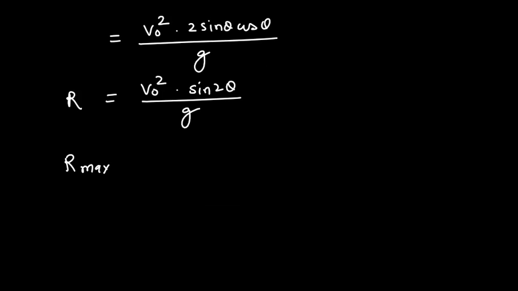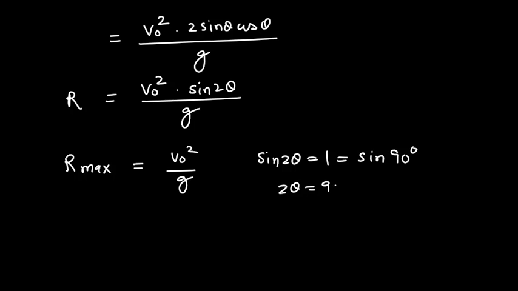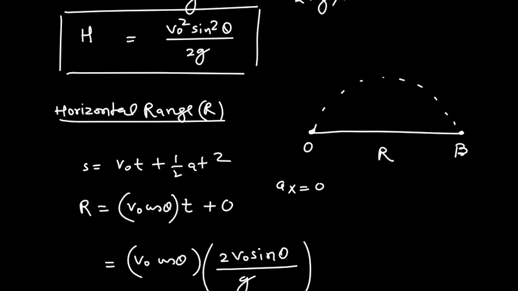Well, R max will be when this is equal to V naught square by g. That means sine 2 theta is equal to 1, which will happen when it is at 90 degrees. So 2 theta is equal to 90 degree, or theta is equal to 45 degree. So if the angle of projection here is 45 degree, the range will be maximum.